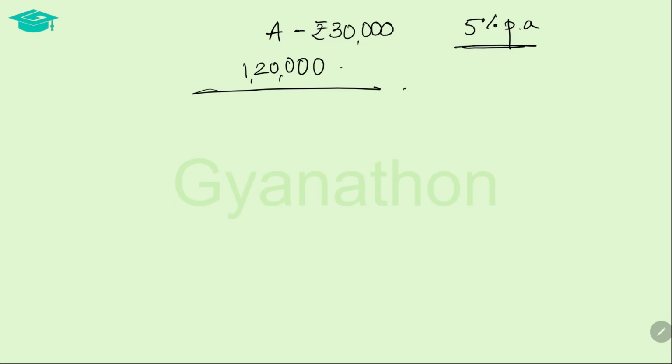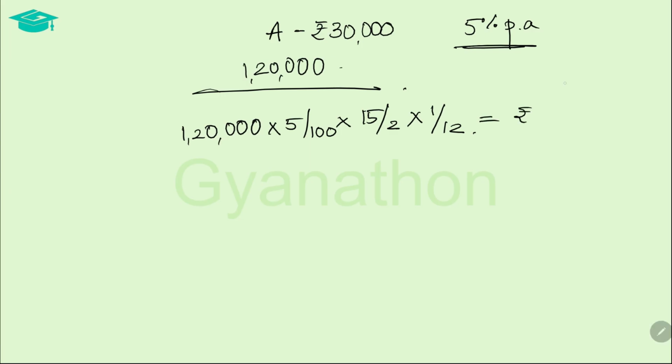Now if we are calculating on the basis of months, then the formula is the total amount withdrawn into the rate of interest into the average period, which in terms of months is 15 by 2 into 1 by 12. That is, the whole thing is divided by 12 since it is on the basis of months. And then we get it as rupees 3,750.